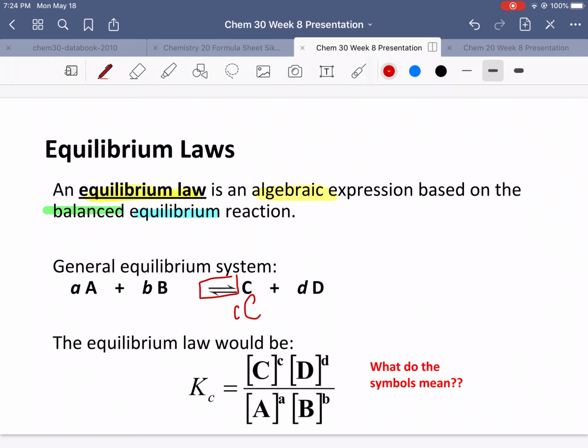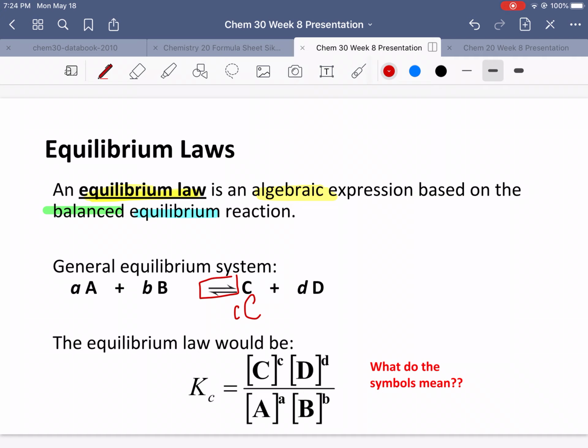Anyway, if this is your general equilibrium system, now guys, you can visualize this. What if there were 3 products? Then we would have to add another one, plus lowercase e, capital E. Or what if there were 3 reactants? Same idea. You would have A, B, and C reacting to form D, or to form D and E and F, or whatever. You can vary it as needed.